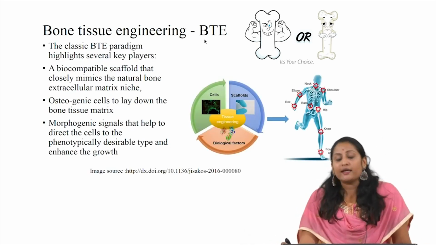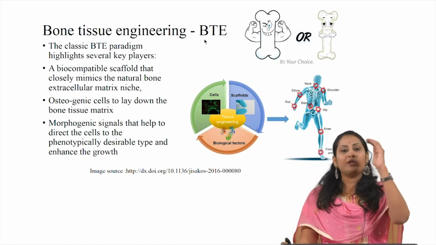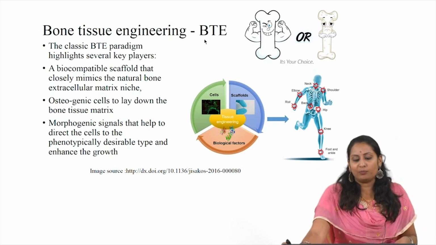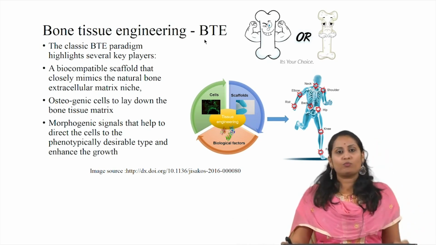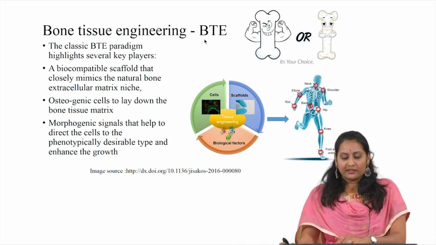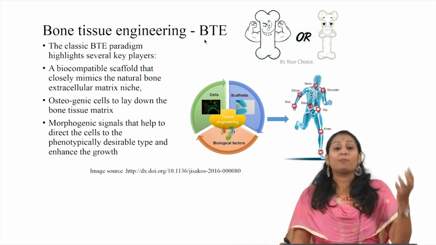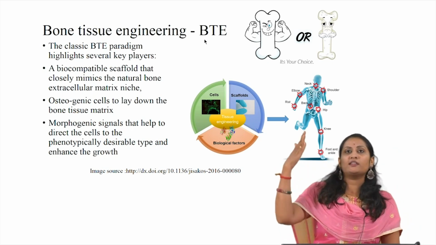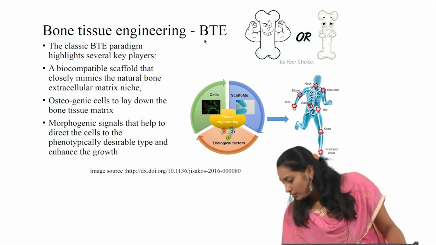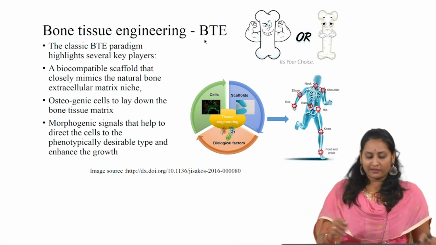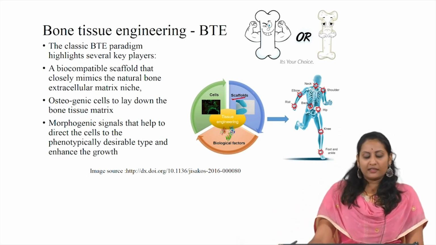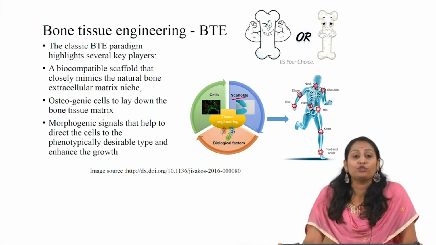So this diagram explains the classic bone tissue engineering paradigm, which highlights the several key players. The key players are the 3 major components of the tissue engineering triad. The first one is the biocompatible scaffold; scaffolds are nothing but 3D structures which mimic the extracellular matrix. Scaffolds and the osteogenic cells lay down the bone tissue matrix.